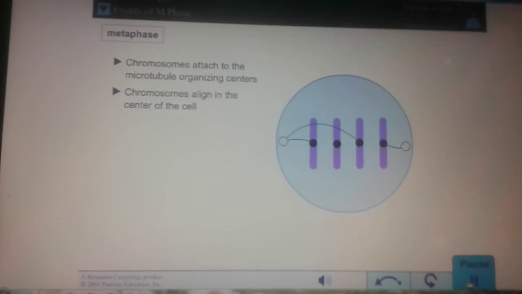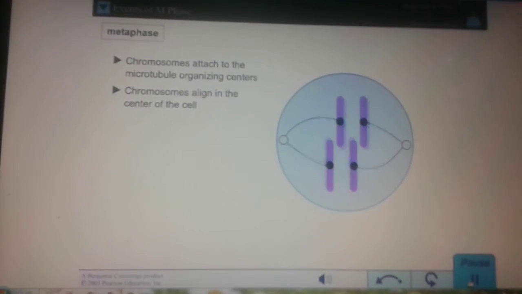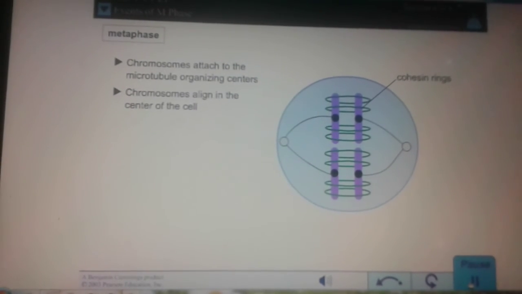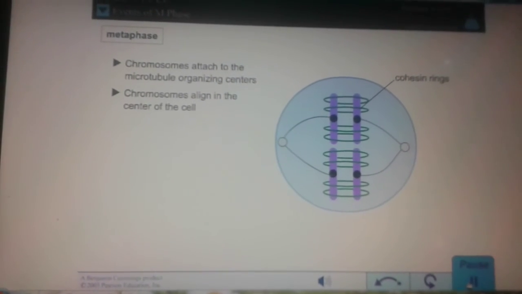The microtubules then begin to pull the sister chromatids toward each pole. However, because the chromatids are still attached to one another by cohesin rings, the chromosomes align in the middle of the cell.